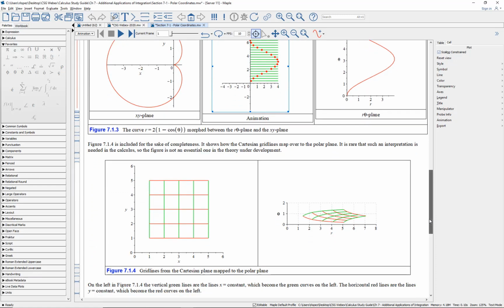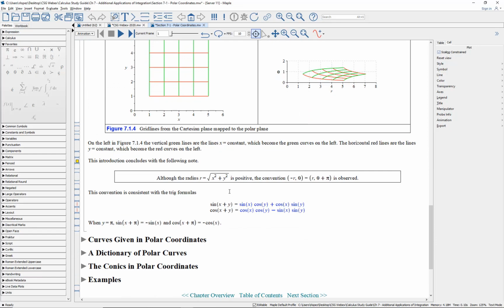And here's a figure that you'd never see in a calculus book. This mapping of the Cartesian grid lines over to the polar plane. Okay, so this is what these rectangles, squares, deform to in the Cartesian plane, and this is what the figure in the polar plane deforms to when pulled back onto the Cartesian plane.